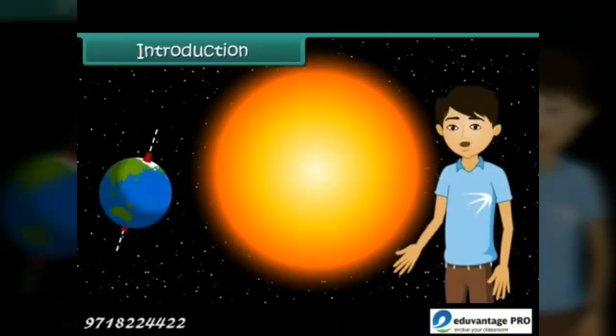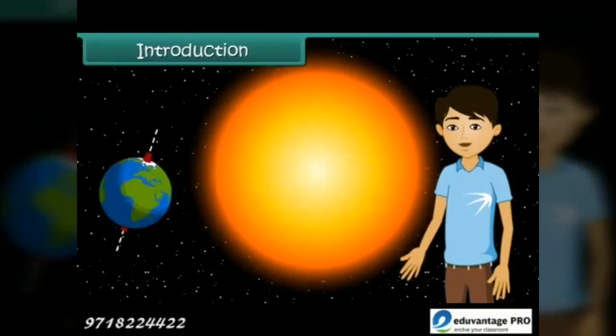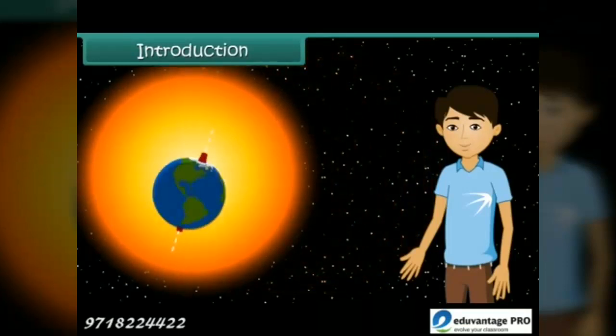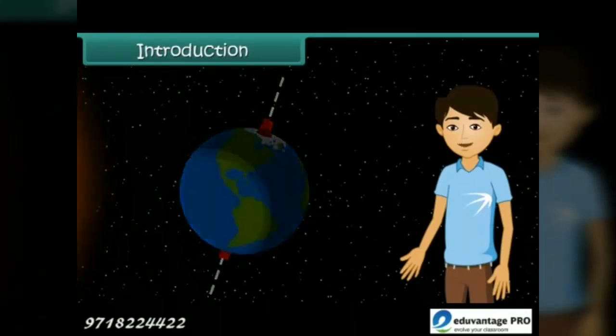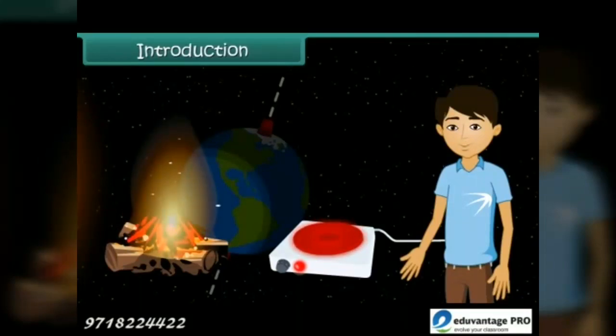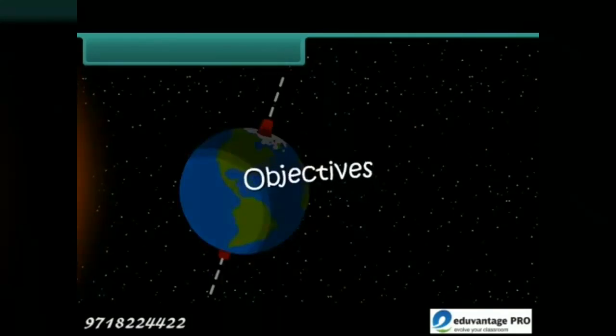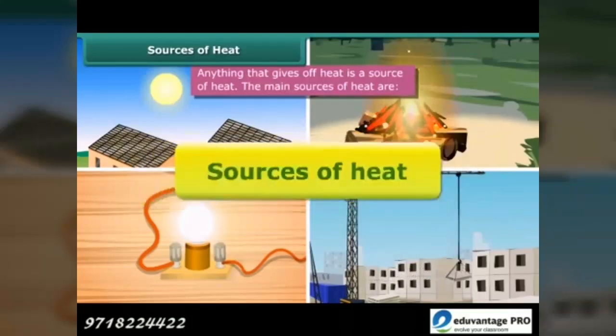Hello students, can you imagine how cold the earth would be if there were no sun? The sun is the earth's main source of heat. Only a little of the sun's heat reaches the earth. However, this is enough for life to exist on earth. Other sources of heat are fire and electric heater. In this lesson, we will study about heat and its measurements. The sun, burning fuels, electricity, and mechanical work are sources of heat.